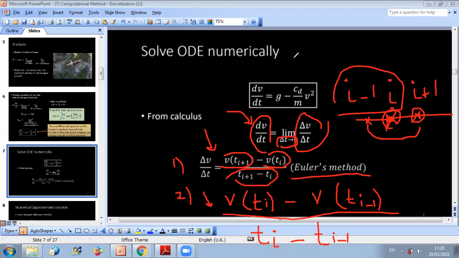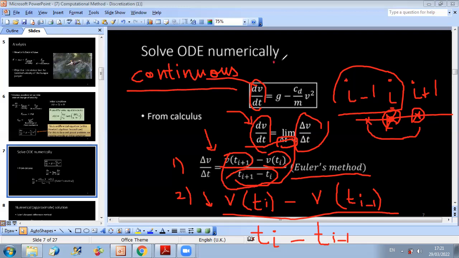Okay. So now, whatever we use, we were able to transform a derivative into a numerical calculation at some discrete points. Here the analytical solution will give you a continuous solution, because you will get V as a function of time, and you can get V as a function of T at any point you want.